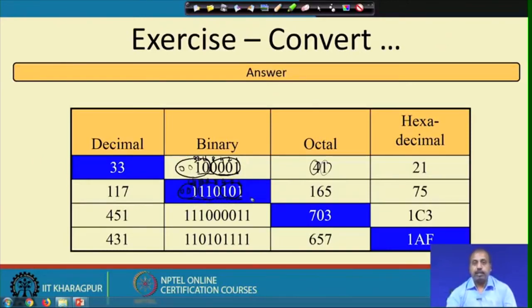So, this way you can very easily do a conversion from decimal to binary by taking help of that number scale, that powers of 2 scale, and then from there you can go to octal and hexadecimal numbers very easily. You do not need to do those multiplications, divisions and all. Okay.